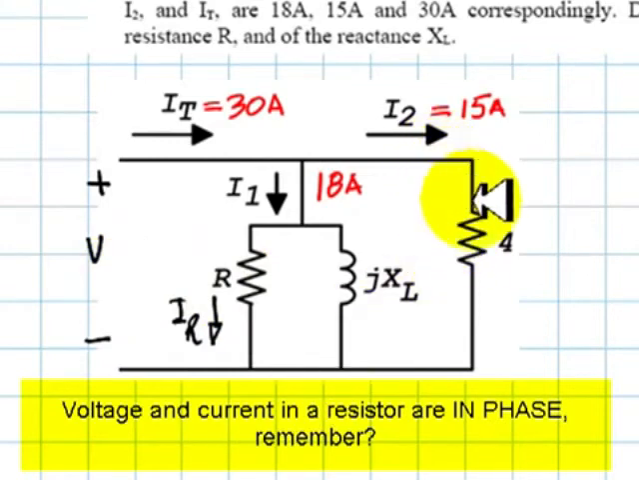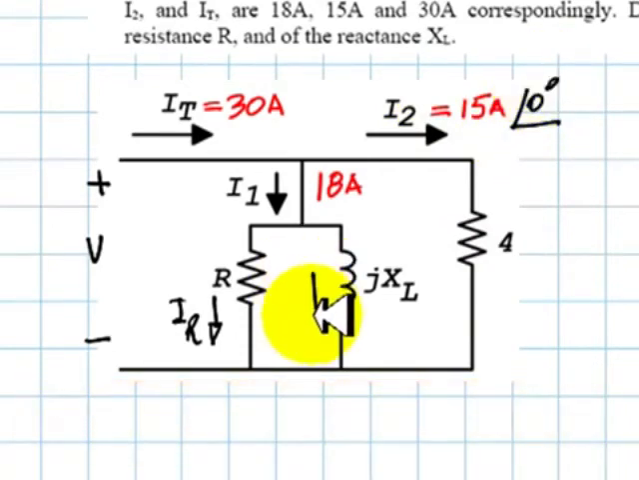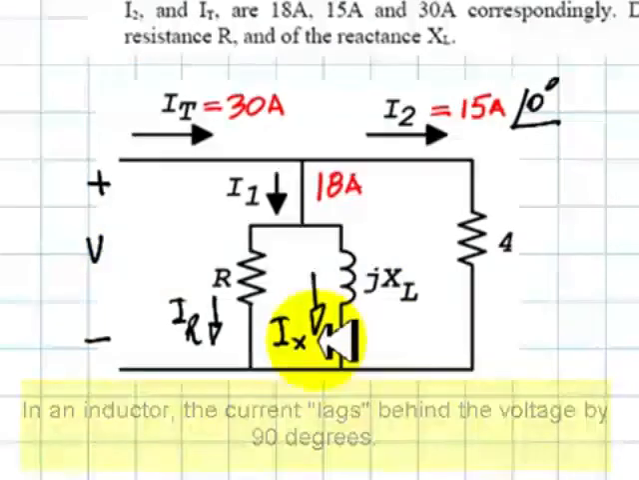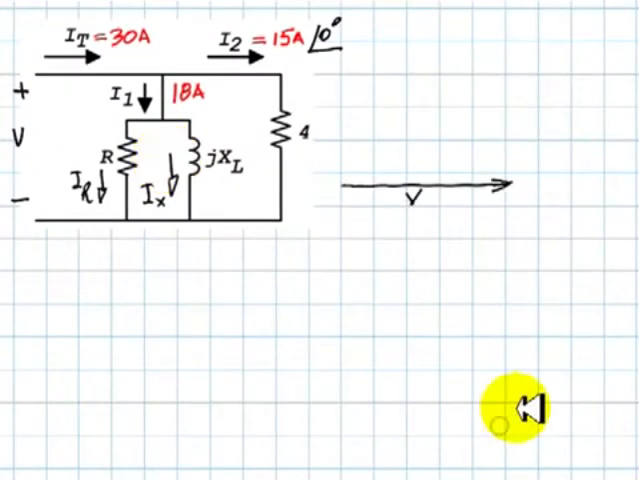The current in this resistor, which is I2, has also 0 degrees for the same reason. And the current in this reactor, which I will call IX, is at 90 degrees behind this one, so it has a phase of negative 90 degrees. So we can draw a phasor diagram readily. This would be the voltage phasor with its 0 degrees. This is the current I2, this one, in phase with the voltage, because this is a resistor, 15 amps with 0 degrees.